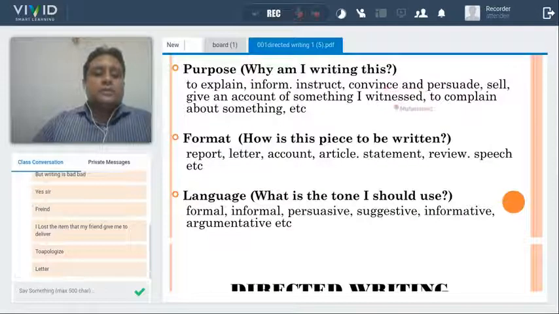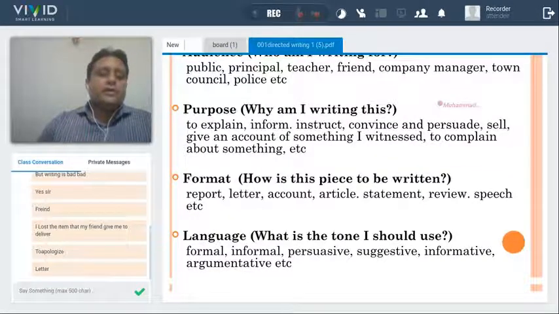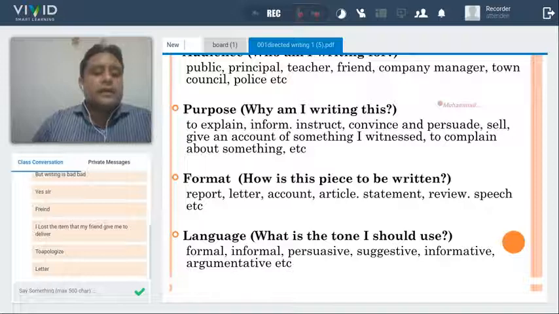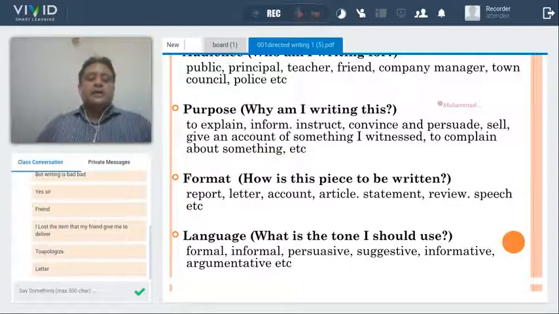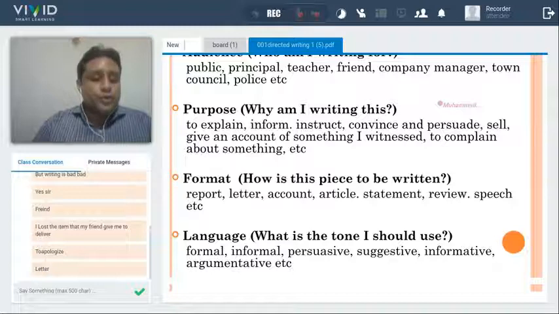Last but not the least, the most important factor that is going to play a greater role in the composition of a letter, that is language. What is the tone I should use? Which kind of language should I be using? So my dear students, these are the concepts of language. We have different types of language out there to use and compose a particular text type.